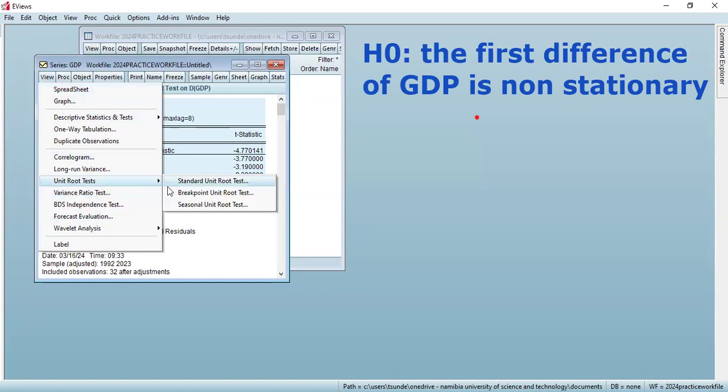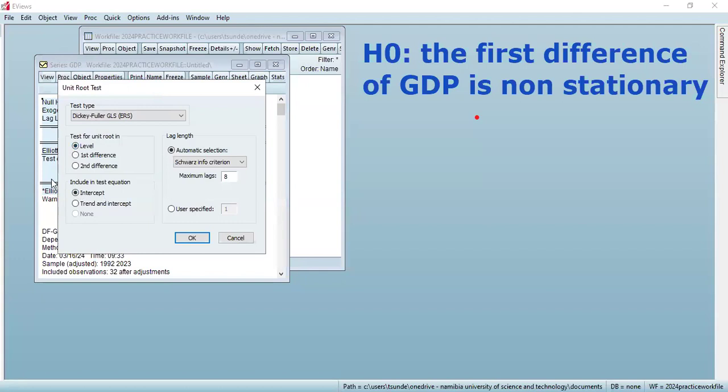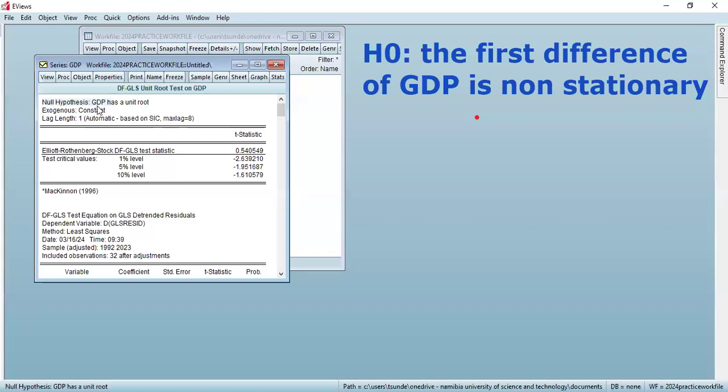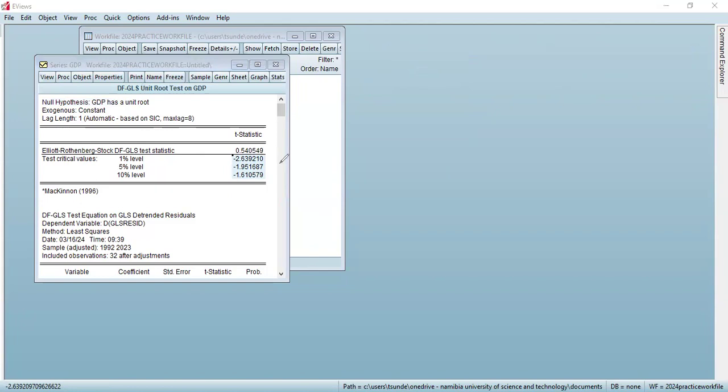starting with the levels. I'm going back to the levels. Right, this is what we did. Testing the unit root for GDP in levels, using a model with intercept. We clicked OK, and these are the results. Look at the null hypothesis: GDP has a unit root. It means GDP is non-stationary. And the alternative hypothesis is GDP is stationary. And we said 0.54 is greater than all these critical values, which means GDP is non-stationary. So in this case, GDP is non-stationary because the calculated T value is greater than all these critical values.